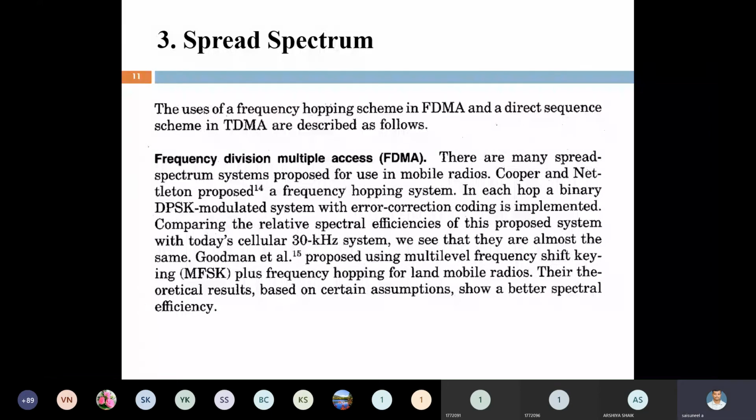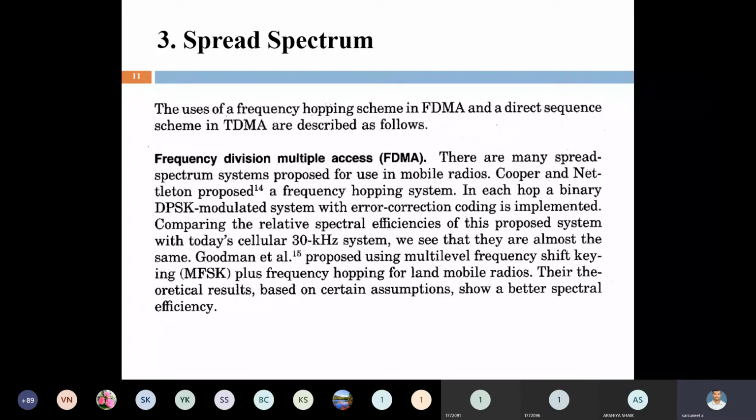Spread spectrum is nothing but spreading of the spectrum. Suppose we want less bandwidth, but the available bandwidth is high. We want less bandwidth, other than that we have to spread the code over the total available bandwidth. Here we are applying the frequency hopping scheme in FDMA system and the direct sequence scheme in TDMA system. In spread spectrum, again we are applying frequency division multiple access system.